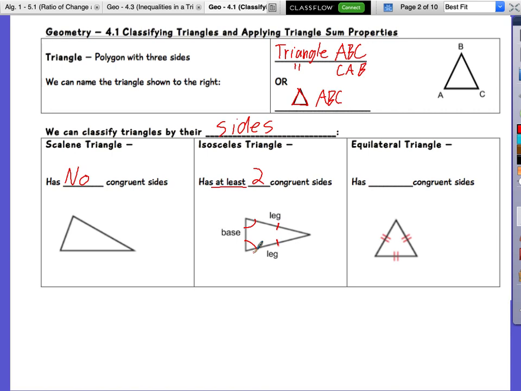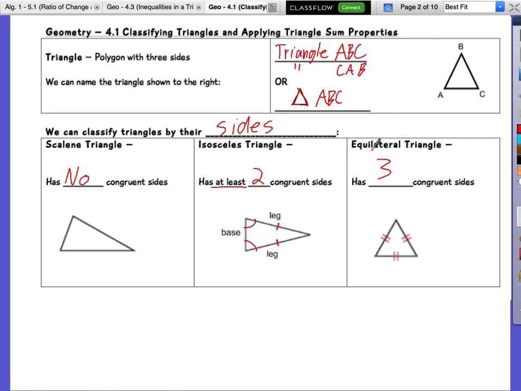And our last one's an equilateral triangle. It has three congruent sides. All sides are congruent in an equilateral triangle. If you look at the word equilateral, what kind of word do we see at the front of there? Equal. It kind of looks like equal, okay?